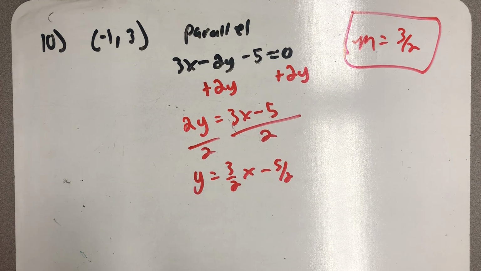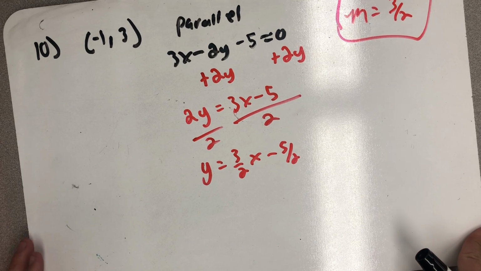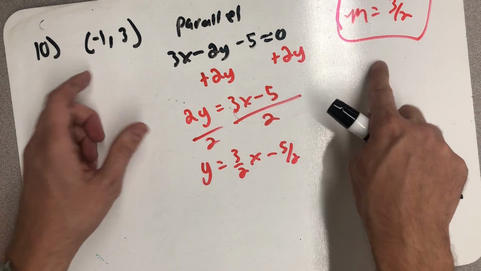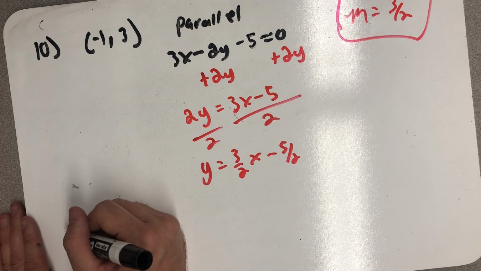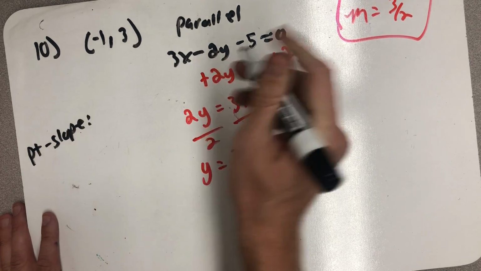All right, so this time I'm asked to find a general equation of a line that goes through this point and has this slope, but I'm still going to start in point-slope form because I have the slope and a point.